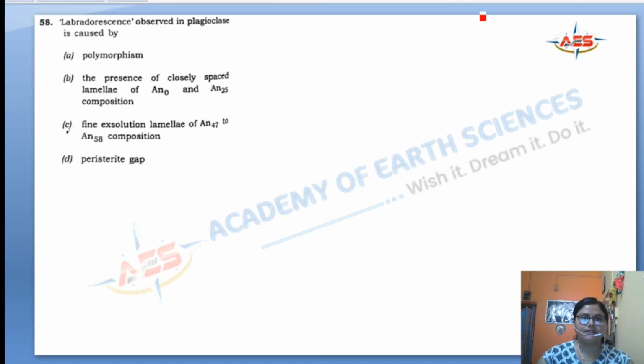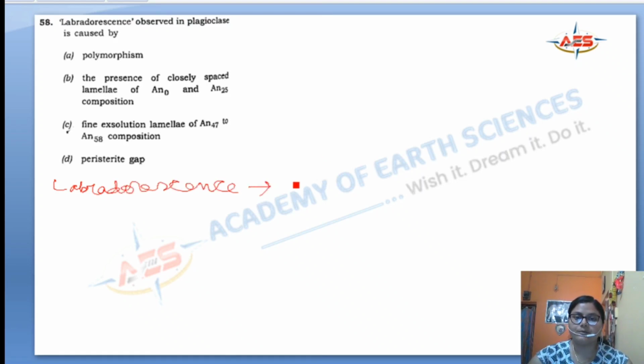58. It is given that labradorescence observed in plagioclase is caused by polymorphism, presence of closely spaced lamellae of anorthite 0 to 25 composition, or fine exsolution lamellae of anorthite 47 to anorthite 58 composition, or peristerite gap. Now see, what do you mean by labradorescence? Labradorescence, this is a property which is shown by labradorite.